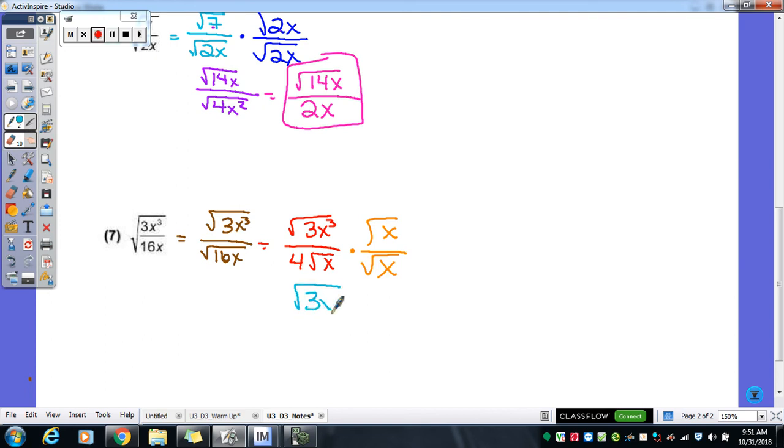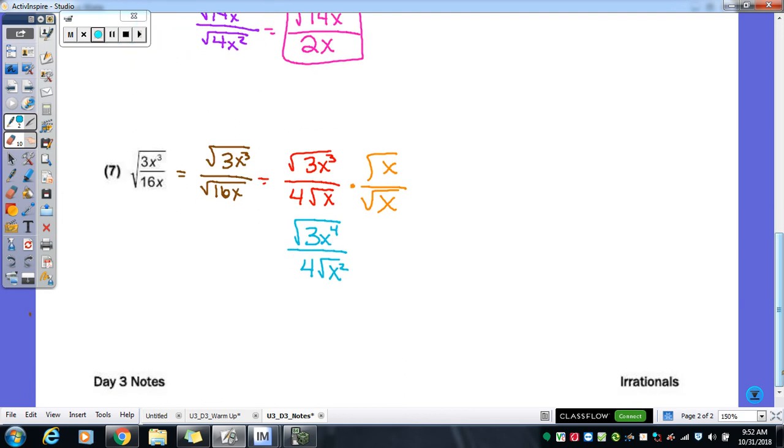So that gives us 3x to the 4th up top under our radical sign. And then in our denominator, we get 4 times square root of x squared. We do have a perfect square in our numerator. That would be the x to the 4th. So I would separate my x to the 4th from my 3. In the denominator, what is the square root of x squared? So our denominator becomes 4x.